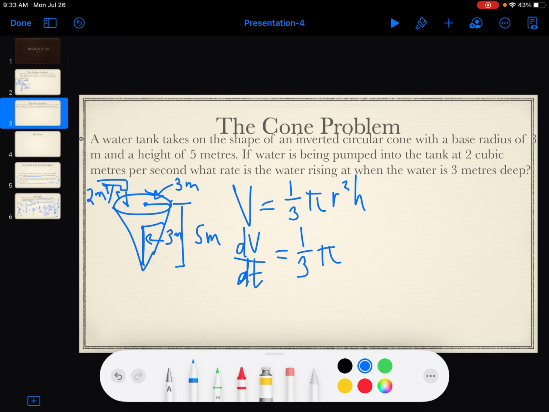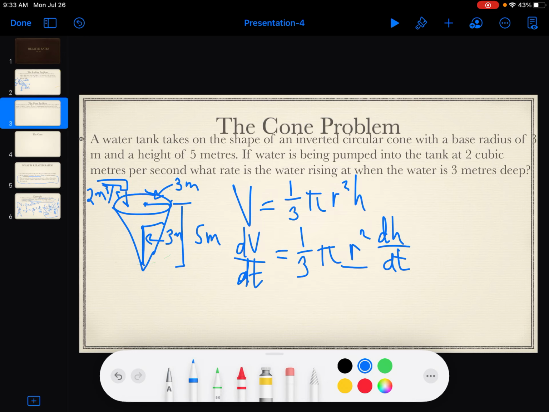There's two types of mistakes. The first mistake is that students do this. This is wrong because you ignored R. R is also changing. As the amount of water in the tank changes, the radius is also changing. As more water is being put into the tank, the radius is also changing with respect to time.